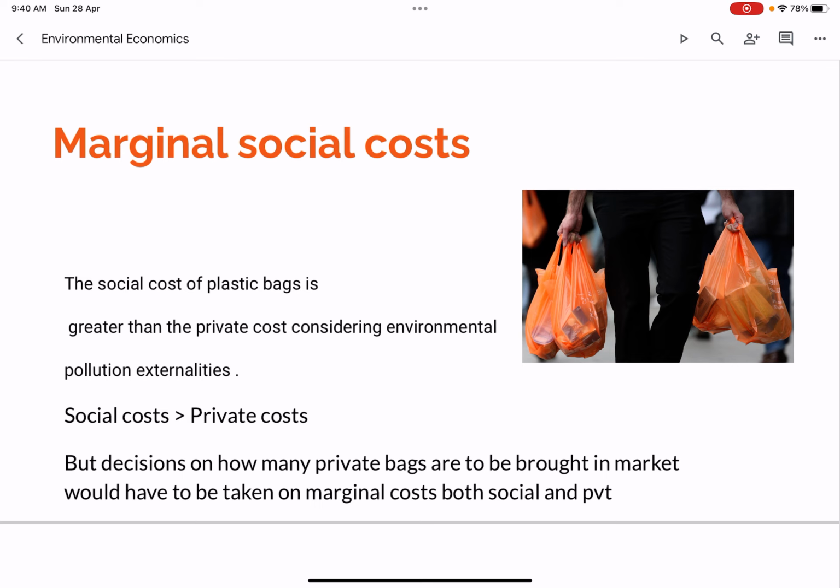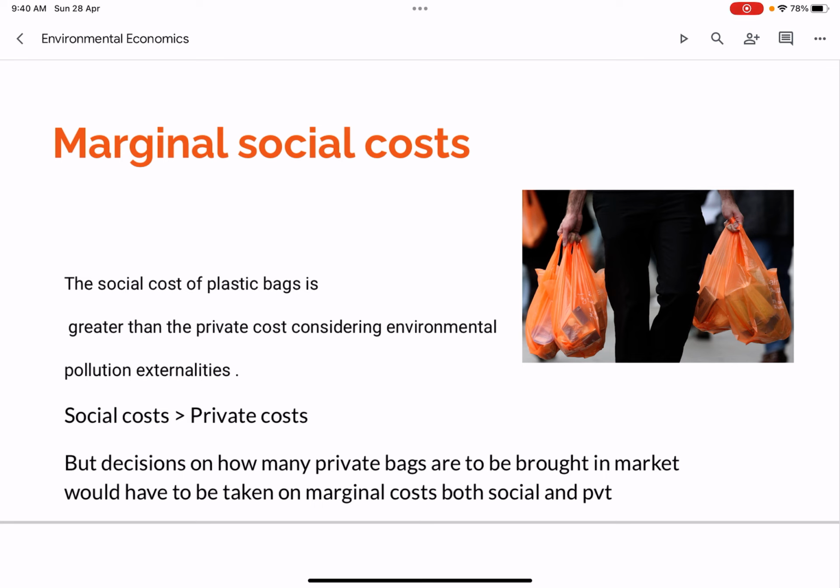economy. The social cost of a plastic bag is greater than the private cost, and this we had discussed because plastic bags have a negative externality, a pollution externality. But simply by knowing that the social costs are greater than the private costs would do no good, because ultimately the government intervention has to come, and the government intervention has to come in the form of a decision as to what exactly has to be the price of the plastic bag to be levied.